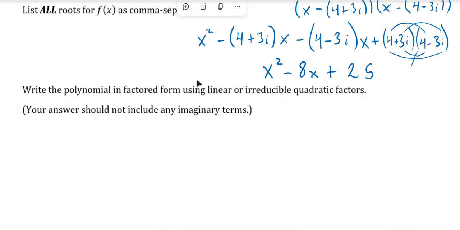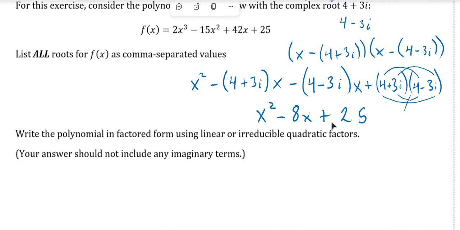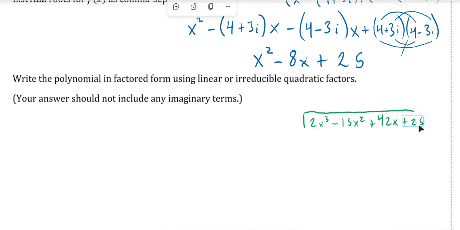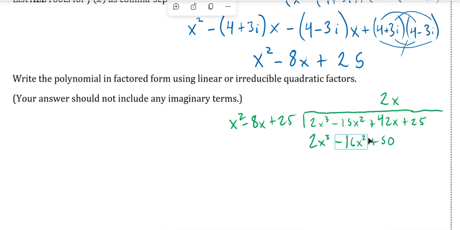Continuing on, we would like to divide our f of x by this new irreducible quadratic factor. So we write f of x in the quotient, we divide by this new factor, and we should get remainder 0 if it's truly a factor. 2x times x squared will give me 2x cubed. And continuing to multiply 2x by each term, times minus 8x gives me minus 16x squared, times 25 gives me 50x. Let's not forget that this is of course x squared.